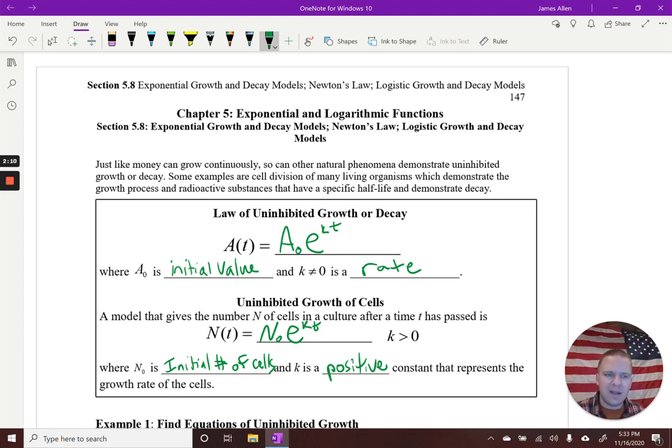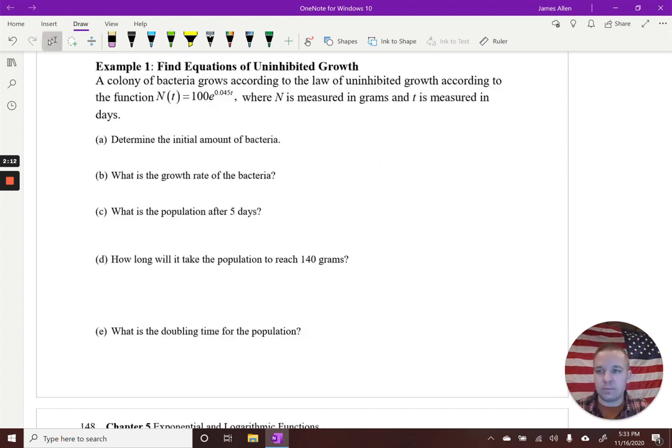All right, for our first question here, we have a colony of bacteria that grows according to the law of uninhibited growth, according to the function N of t is equal to 100 e to the 0.045t, where N is measured in grams and t is measured in days. So not quite as exciting as money, I know, but still very cool because we can model it with math. Determine the initial amount of bacteria.